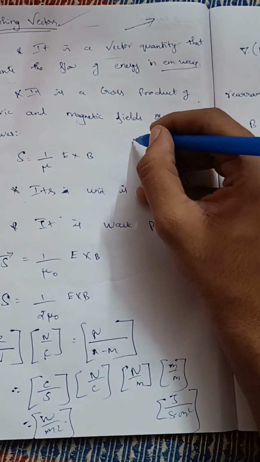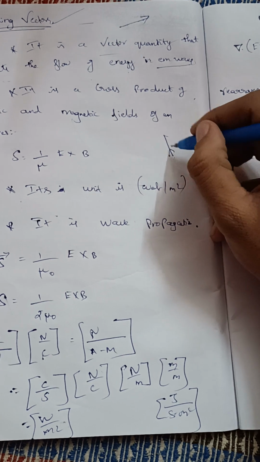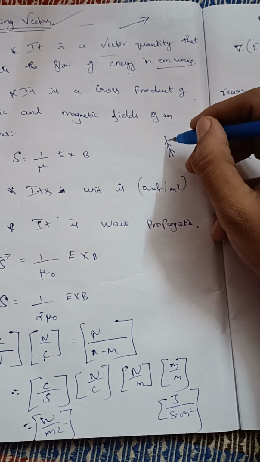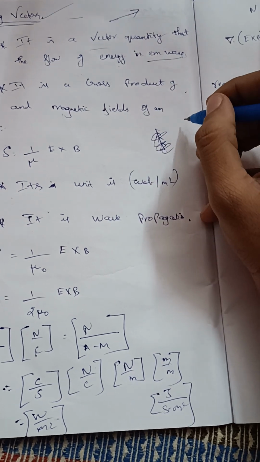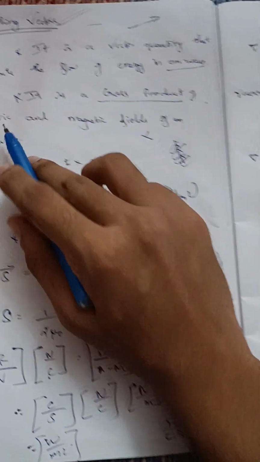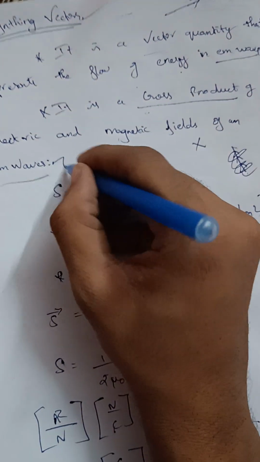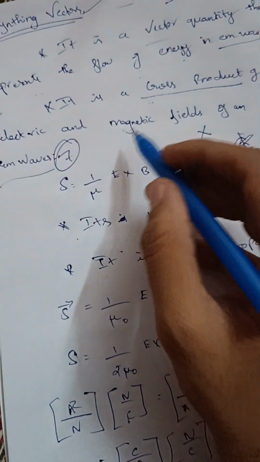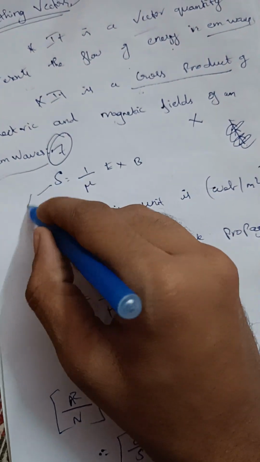Simply, if you have a conductor and an electric field is traveling along it, then around this conductor we will have a magnetic field. So here we have the cross product of the electric and magnetic fields of electromagnetic waves. Here we are taking the Poynting vector as S.